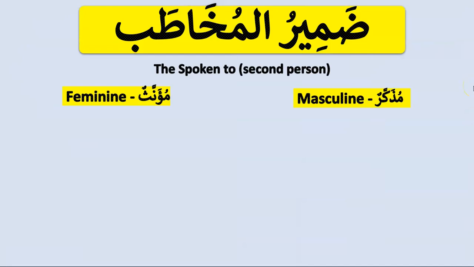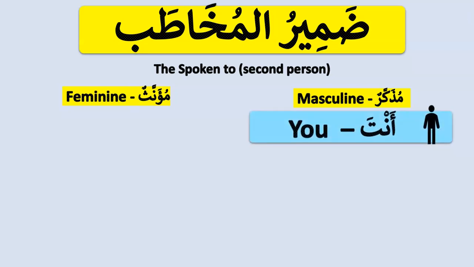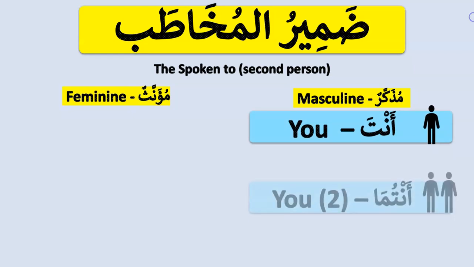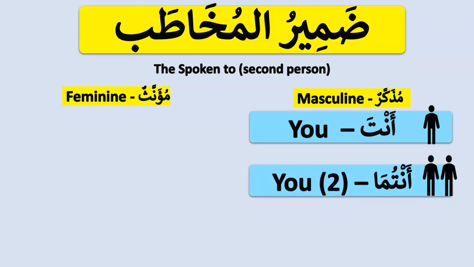ضمير المخاطب, the spoken to or the second person, we usually use it for مذكر and مؤنث, and also use it for the number of people that you are talking to. Are you talking to one person, 2, 3, or more? Let's see the examples. أنت, when you speak to singular masculine, you will be saying أنت, you. If you are talking to 2 people, then you cannot use أنت anymore. You have to say أنتما. So that's the second pronoun.